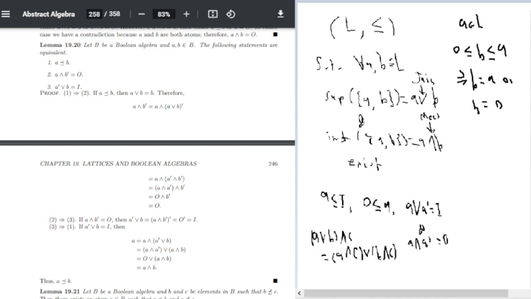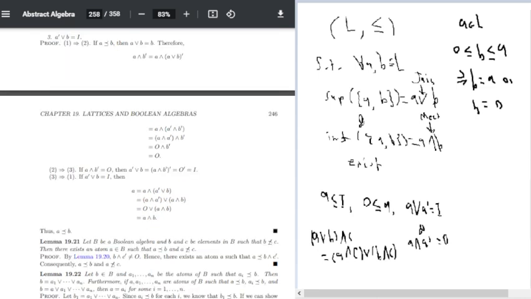2 implies 3. If A meet B prime is equal to 0, then A prime join B is equal to (A meet B prime) prime, which is equal to 0 prime, which is equal to I. And then finally, 3 implies 1. If A prime join B is equal to I, then A is equal to A meet (A prime join B), which is equal to (A meet A prime) join (A meet B), which is equal to 0 join A meet B, which is equal to A meet B. And thus, A is less than or equal to B by the definition of the infimum.